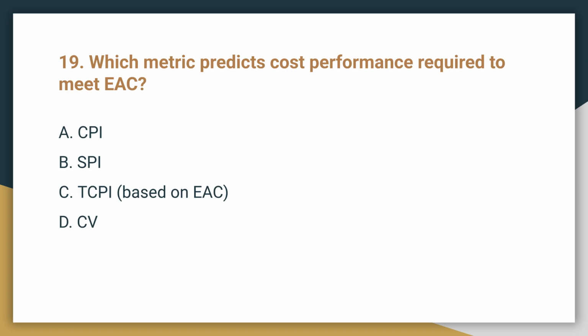Question 19. Which metric predicts the cost performance required to meet EAC? The metric is C, TCPI, based on EAC. This index predicts the efficiency needed for the remaining work to meet the revised estimate at completion.